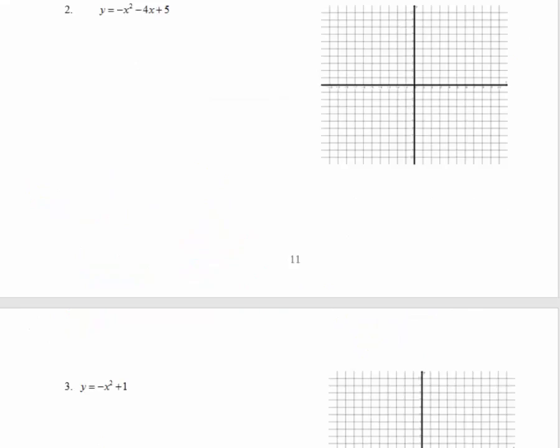Number 2, y equals negative x squared minus 4x plus 5. First thing they asked us to do is to state whether the graph opens up or down. So we need to look at a. A is the number in front of x squared, so that's negative 1, which means it's less than 0. So this graph is going to open down.